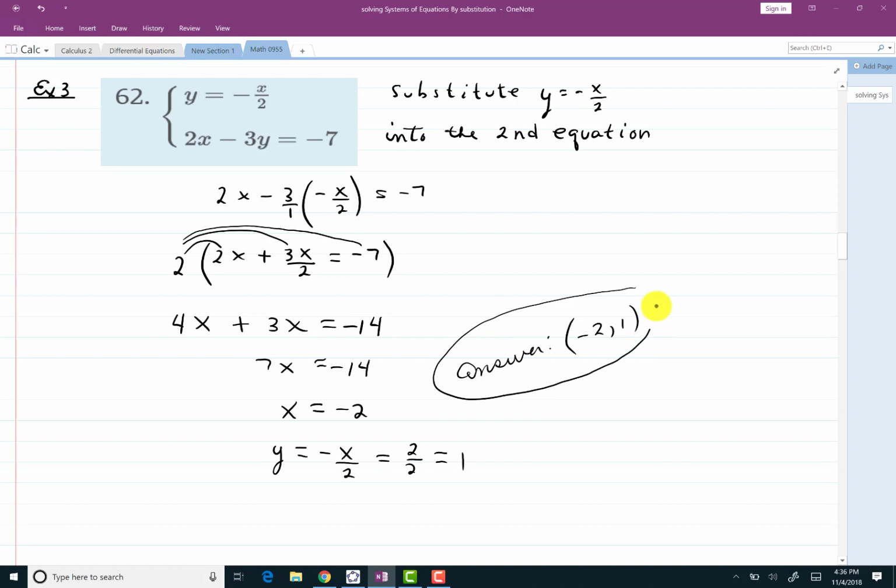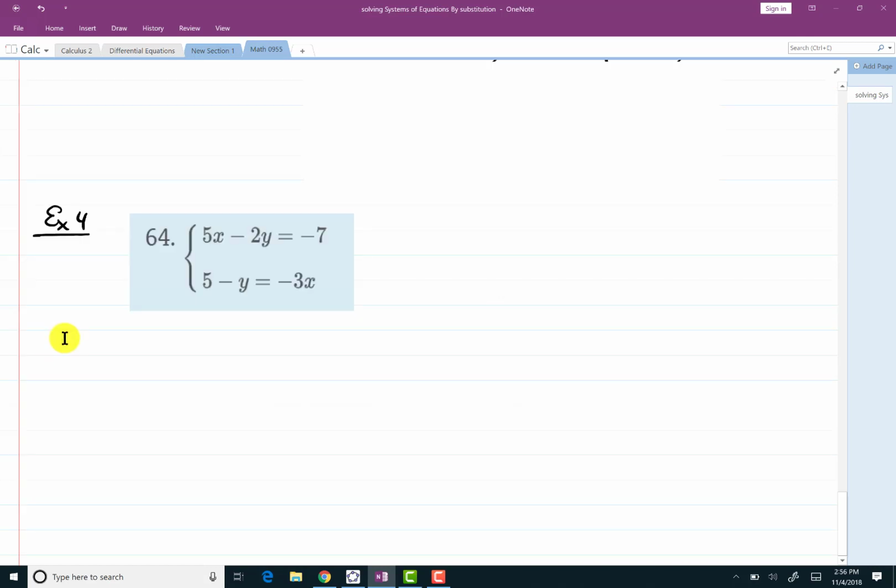For my next example, the only thing that looks close to being by itself is this y that's down here. So I am going to rewrite this down here. I'm going to subtract 5 from both sides. That will give me negative y equals negative 3x minus 5. Now I don't want to plug in negative y, although this negative here makes it so I might be able to do that, but I'm not going to do that. Instead, I am going to divide everything by negative 1. And what that will do will tell me that y equals 3x plus 5.